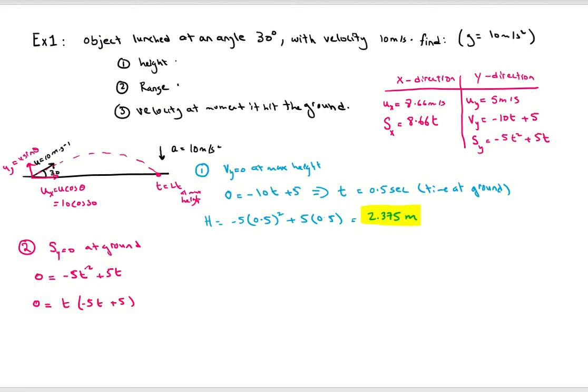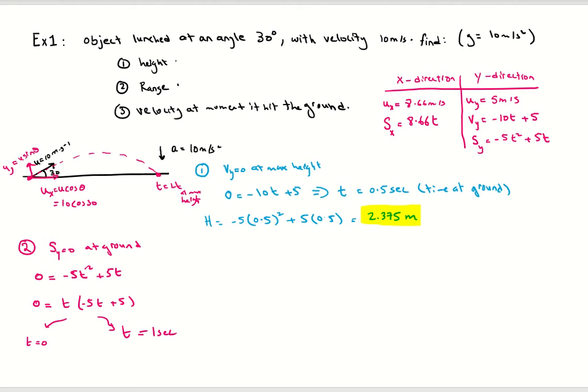So this means that this equation has two solutions. The time at the ground has two solutions: at t equals 0, which is at the beginning of the time, and at t equals minus 5 over minus 5, which is 1 second. So this is the time once it reaches the ground again.